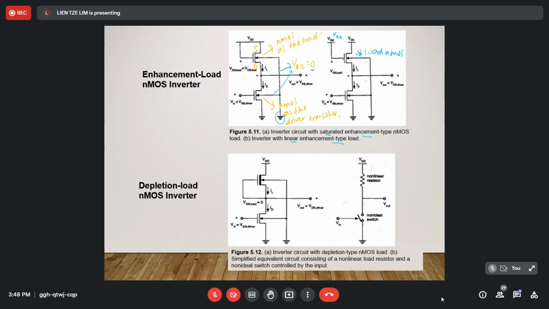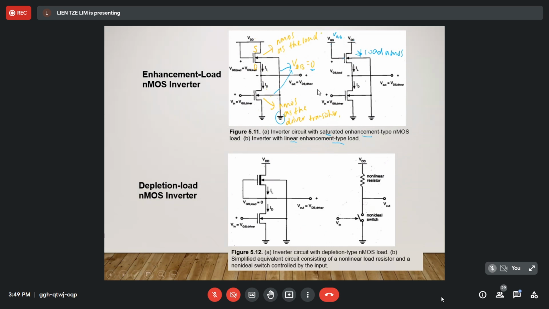So the input voltage is not supplied by the VDD. It is supplied by a different supply voltage. Others are similar to the saturated one. The only difference is the input to the load NMOS. So these are the two inverter circuits for the enhancement load NMOS inverter, which you need to know how to differentiate, based on the structure given here.